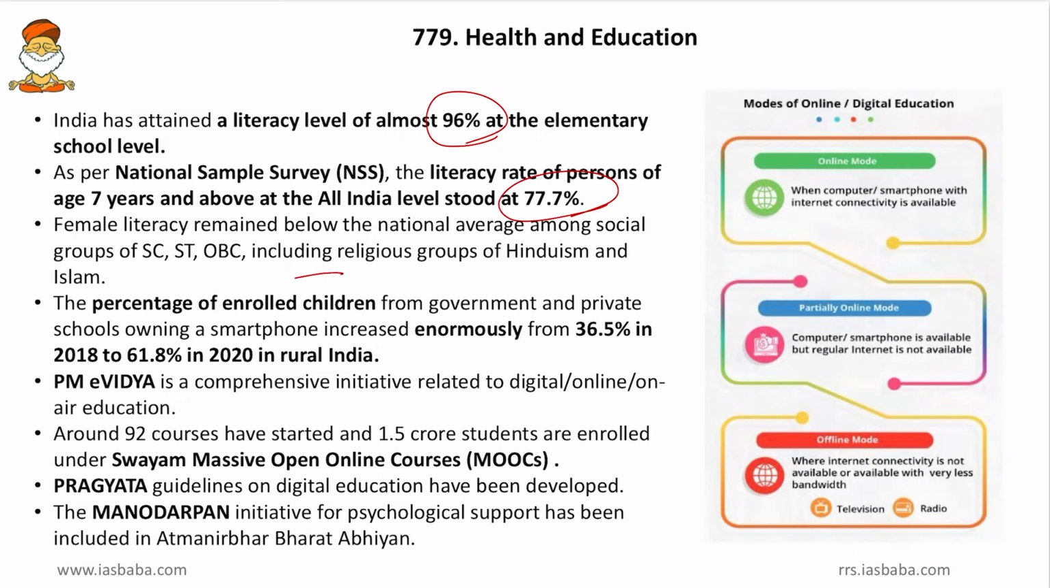Then the percentage of enrolled children from government and private schools owning a smartphone increased enormously from 36.5% in 2018 to 61.8% in 2020 in rural India. So in rural India, there is an enormous increase in students holding smartphones and listening to online classes. So this increase from 36.5 to 61% is worth remembering.